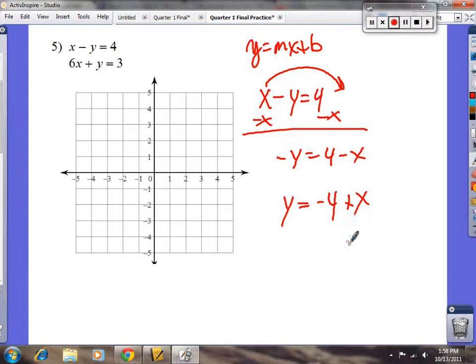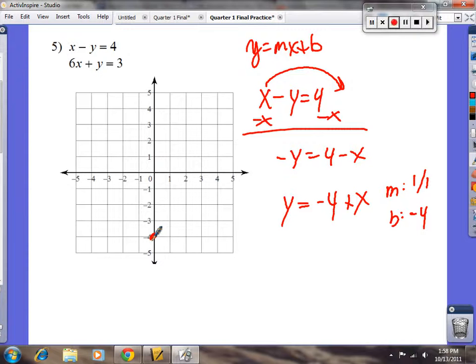Now what is the m and the b? M is 1. That is not what I have. M is 1 over 1. B is negative 4. So your first dot is gonna go on the y axis at negative 4, and you're gonna use your slope. The order doesn't matter. So the slope is 1 over 1.